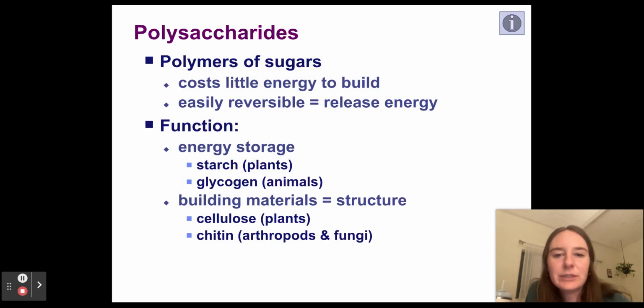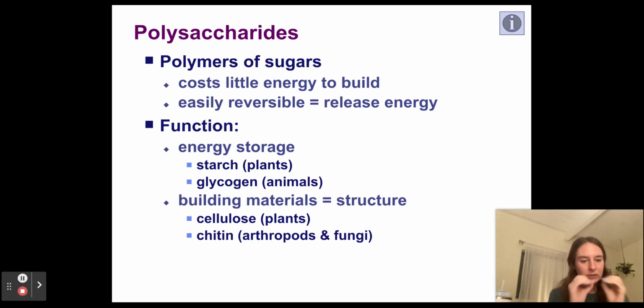Okay, so just to review, polysaccharides are long polymers. They're long chains of smaller sugar molecules. It costs only a little energy to build. So remember we talked about how we eat kind of simpler sugars. We eat disaccharides. We eat sucrose, which is just two small monosaccharides together. And we have the ability really quickly to take small sugars and chain them up to store energy for a long time. So the main functions of polysaccharides are to store energy.